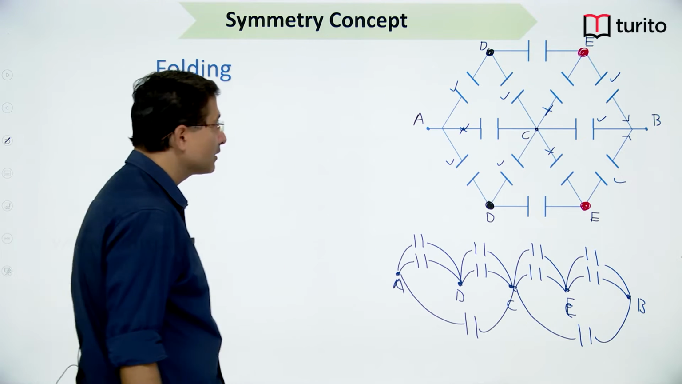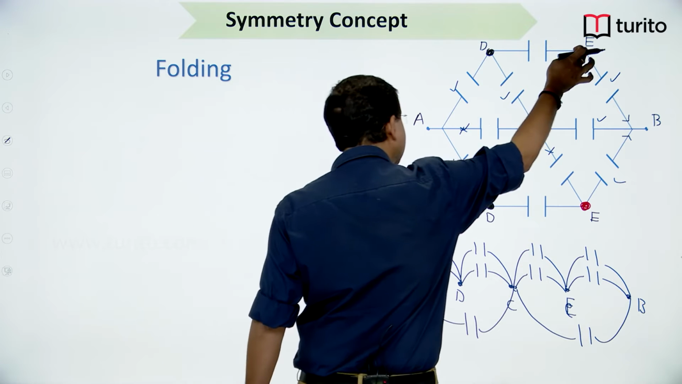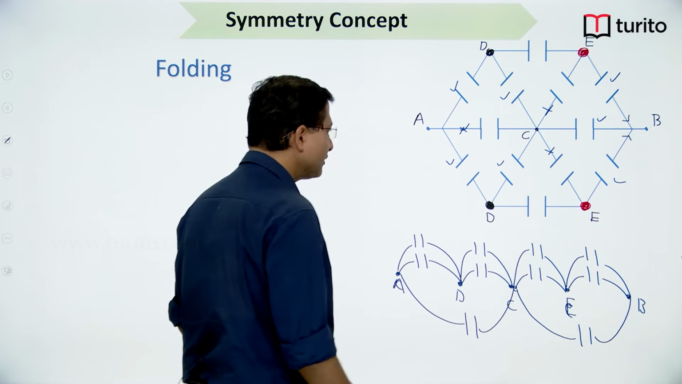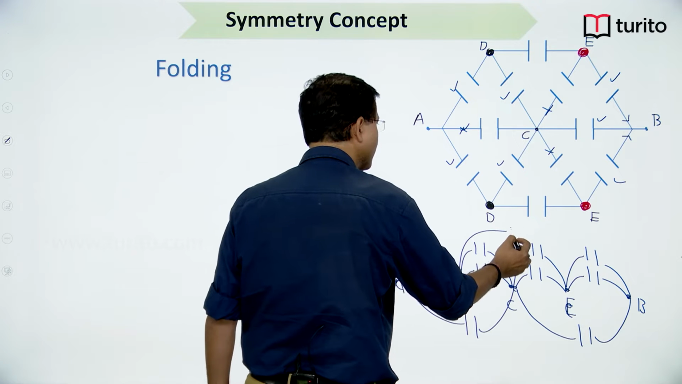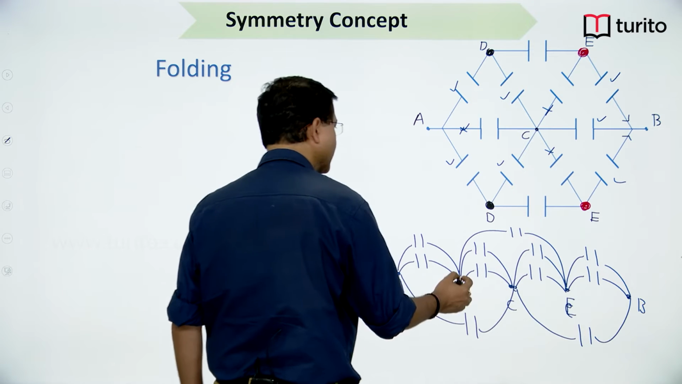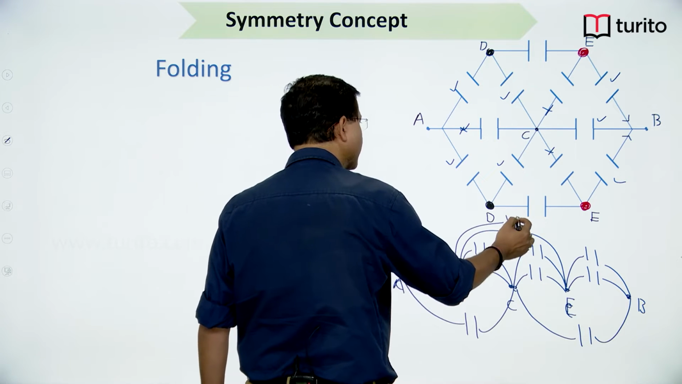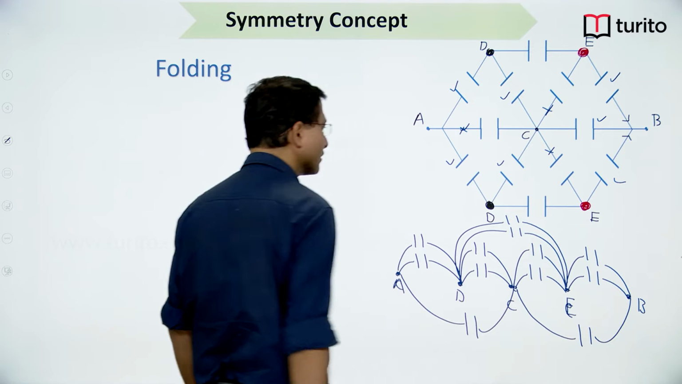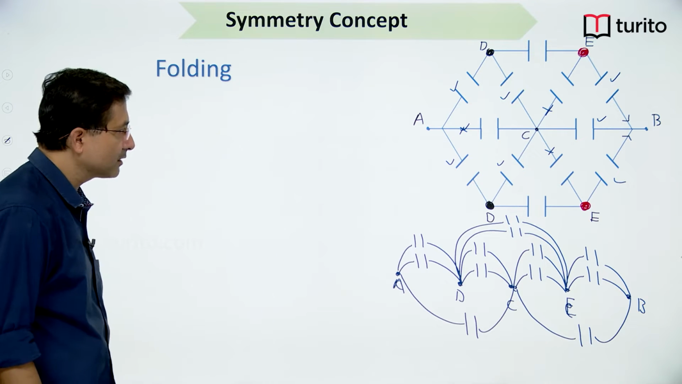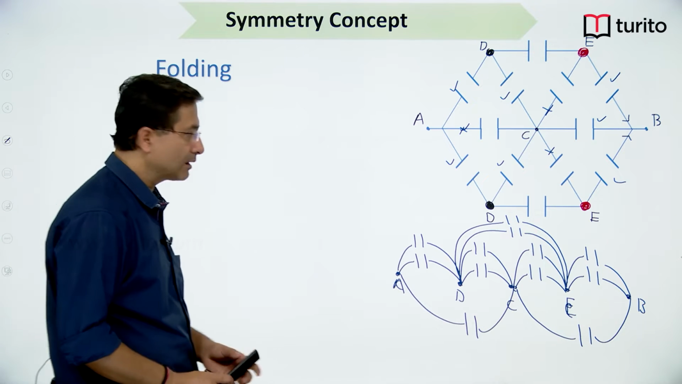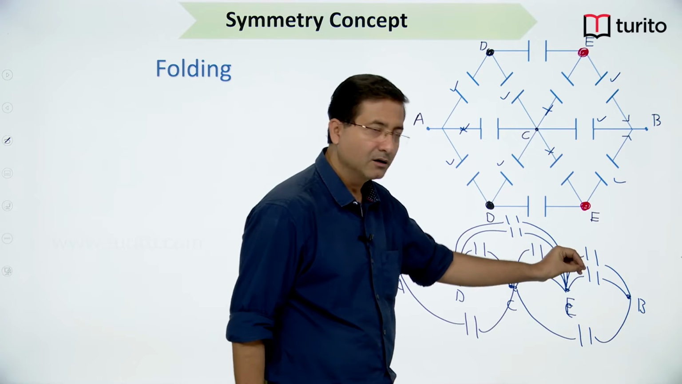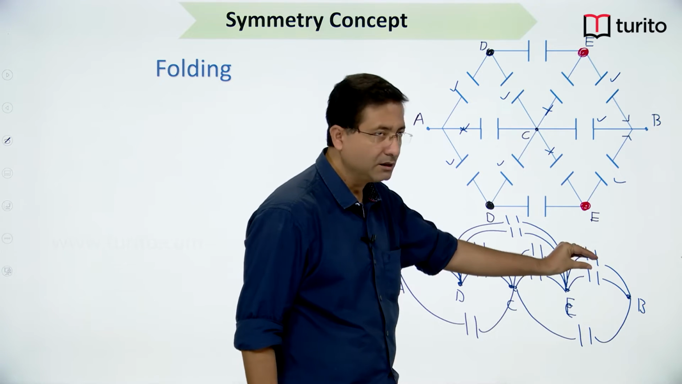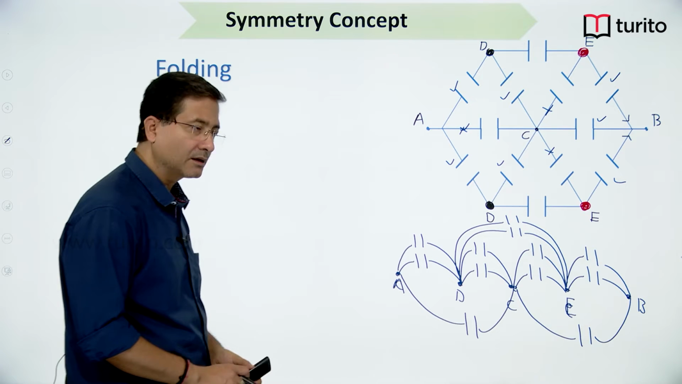Now comes DE and DE. Between DE there are two capacitors, right. So, one capacitor here and one more capacitor over here. So, this is what we are getting. As you can see, these two are connected in parallel, these two are connected in parallel. So, 2C, 2C, 2C, 2C, and this is 2C, right.